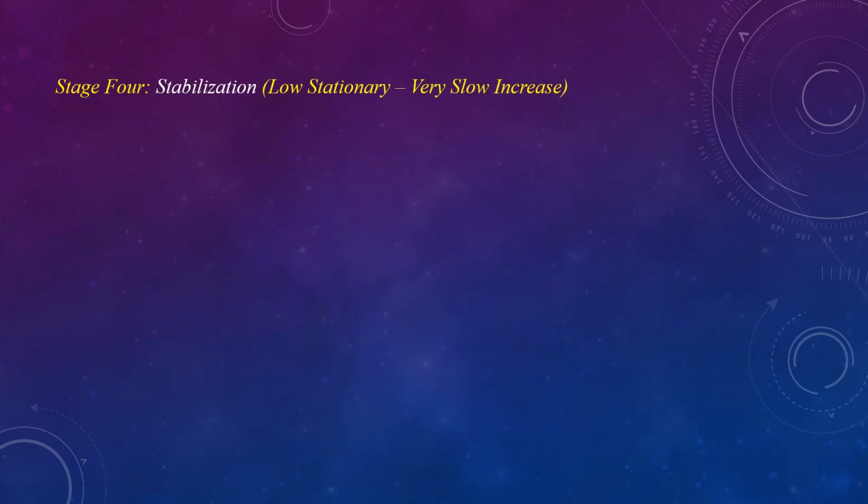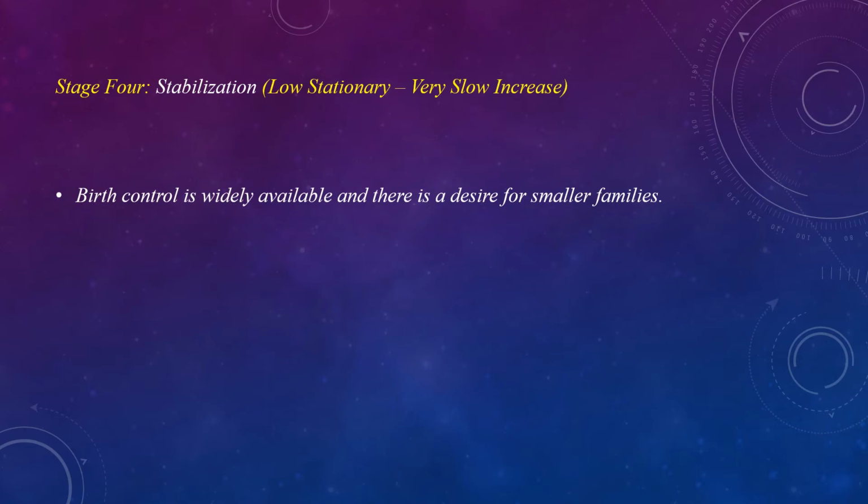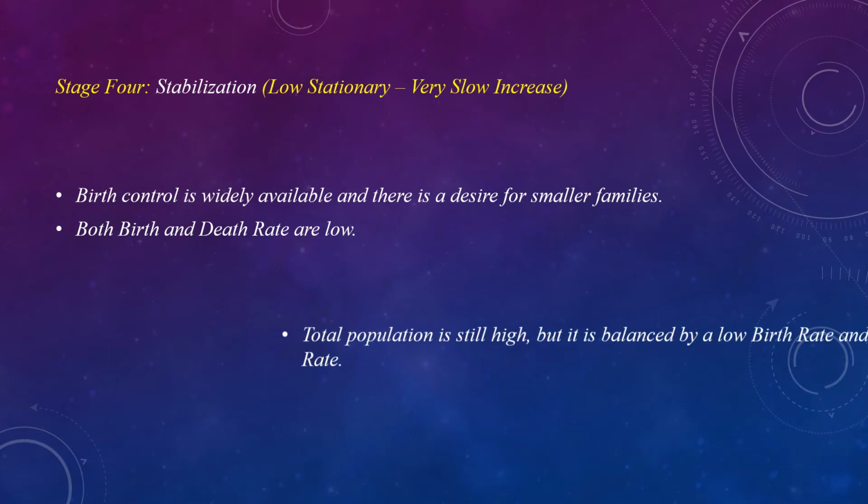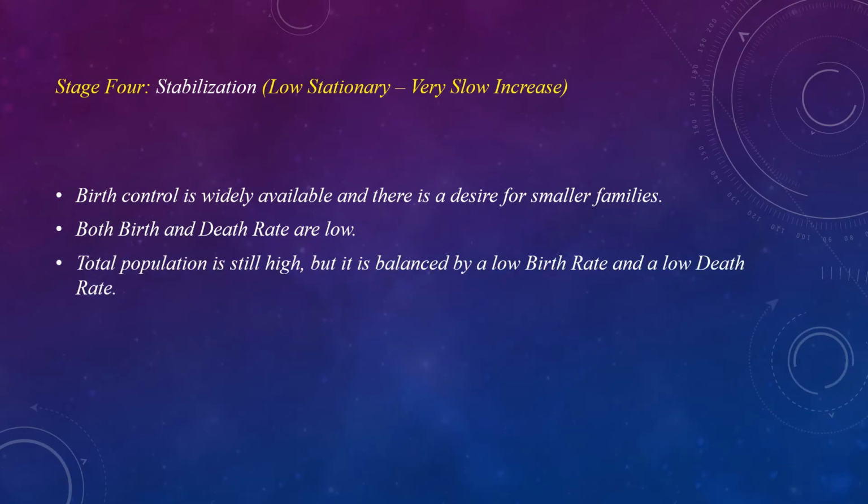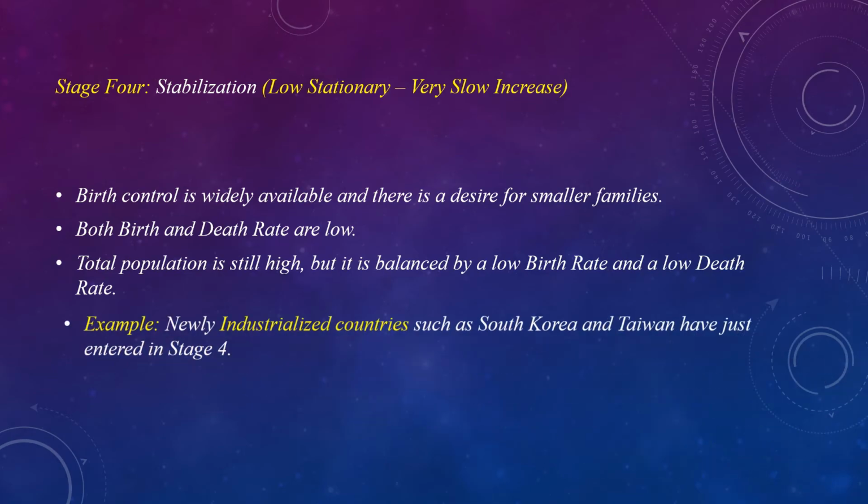In stage 4, the stabilization has come, and this is also known as the low stationary stage. The salient feature of this stage is very slow increase. Birth control is widely available and the desire for smaller families has increased. Both birth and death rate are at a low level. Total population is still high, but it is balanced by low birth rate and low death rate.